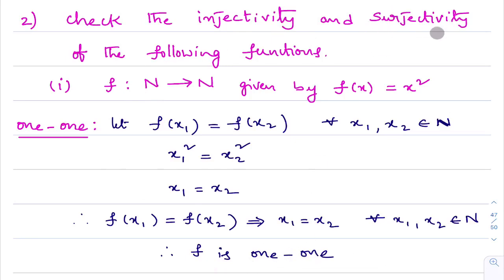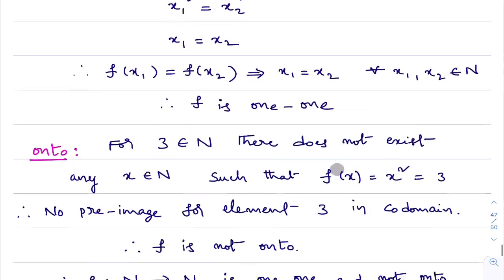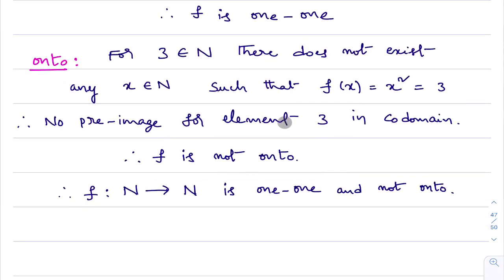Now I'll check the surjectivity. Surjective function is also known as onto function. How to check the onto function? What is the definition of onto function? In the last class we discussed the definition of onto function. For every element in the codomain set, there exists at least one preimage in the domain set. You see here, this function is from where to where? This function is from natural numbers to natural numbers.